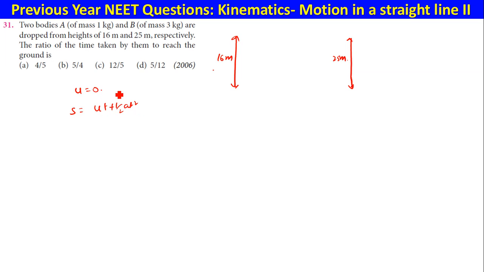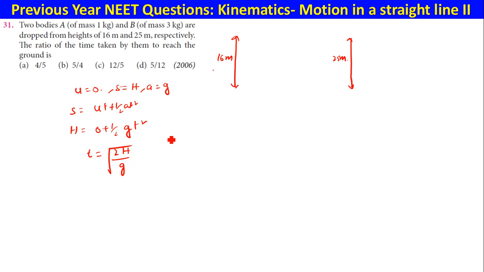So what is the distance traveled? That is, let us say, height. Okay, so h is equal to 0 plus half a t square. So time t is equal to, he is asking about the time taken ratios, isn't it? So time is equal to 2h by a, and a is equal to g here, by the way. So let me take a is equal to g here. So 2h by g under root, isn't it?